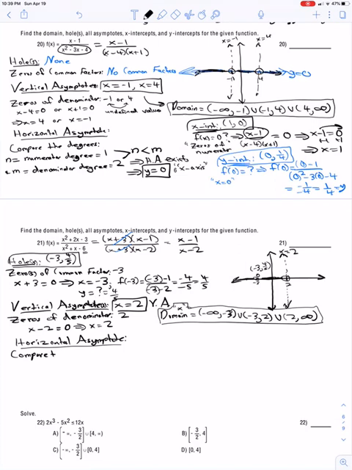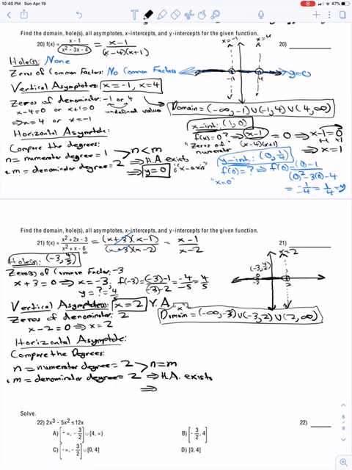As we compare the degrees, we're looking at the numerator degree, so we'll let n be the numerator degree. In this example, we have a quadratic, and let m be the denominator degree. Our denominator degree is also 2. So as we compare these two, this time they're equal. If n is less than or equal to m, our horizontal asymptote exists. If n is greater than m, there is no horizontal asymptote.